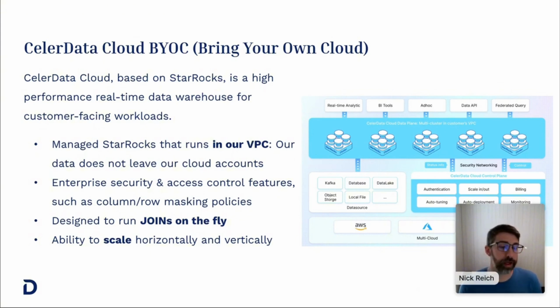And then the CelerData Cloud supports a number of enterprise access control features, especially row masking policies that we've used quite a bit in our efforts. And then because it uses StarRocks, it's designed for joins on the fly to be really part of its internal DNA. And it has strong ability to scale both horizontally and vertically as our needs change.